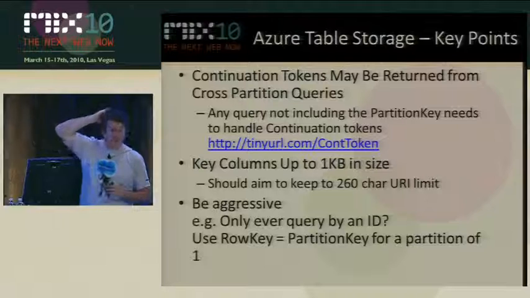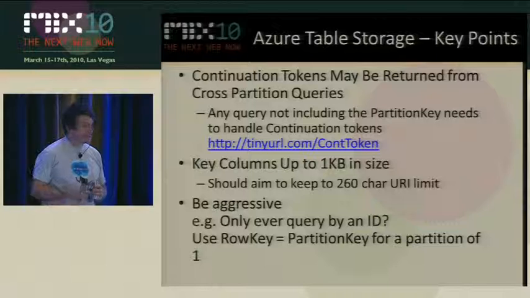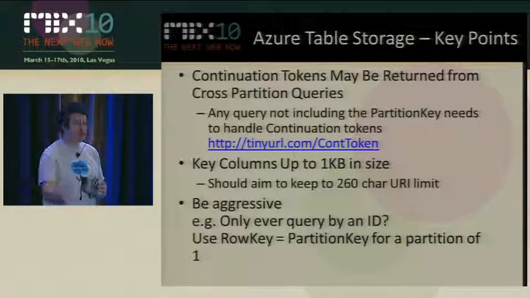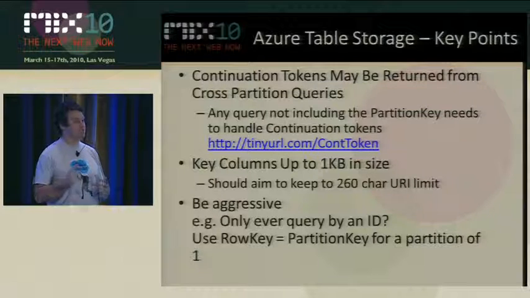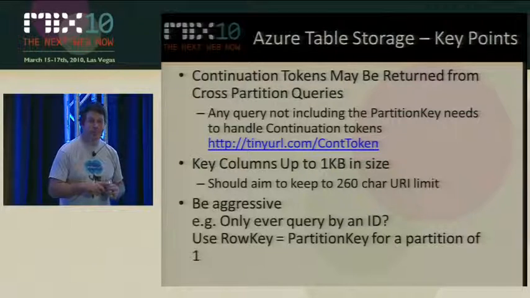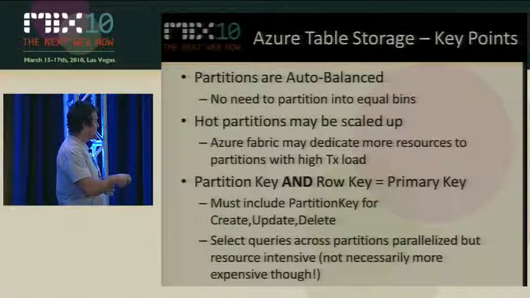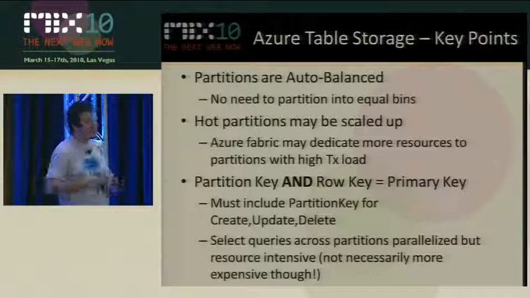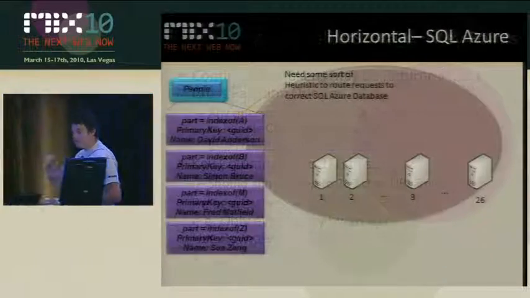Be aggressive. If you know you're only ever going to query something by ID, make that ID both the partition key and the row key. Have a partition of 1 entity. That way the fabric can optimize heaps under the hood. Be as aggressive as possible. You want as many small partitions as your application model can get away with, remembering that you are subject to having to include the partition key here and having a more resource-intensive, although not necessarily more expensive, query model.